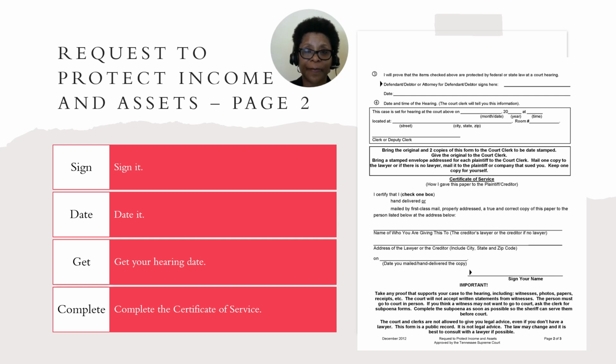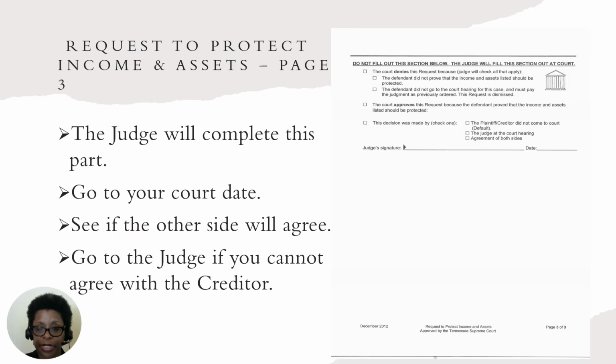So you would get a copy to send to the creditor. You would need to keep a copy of your records as well. And then make sure you go to that court date, because if you miss that court date, then more than likely this will not be granted. It could be dismissed because you didn't show up to court. And so this is the next page that deals with that. And so the judge will complete this page here. But as I said earlier, make sure you go to the court date.